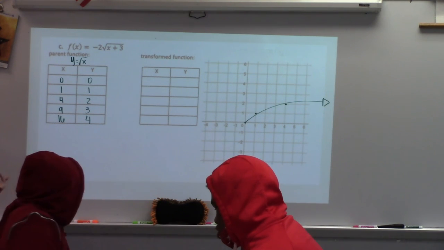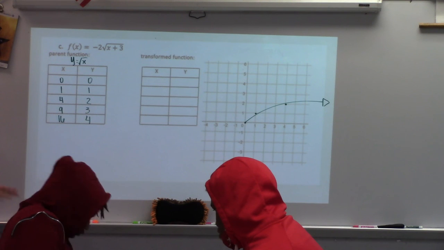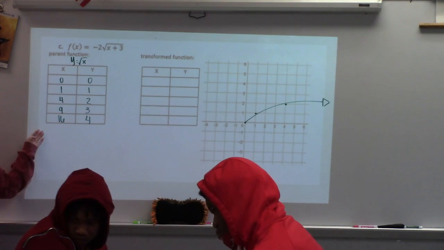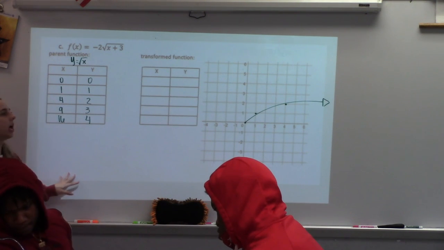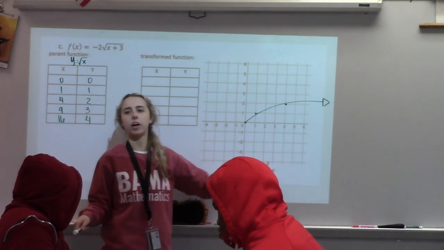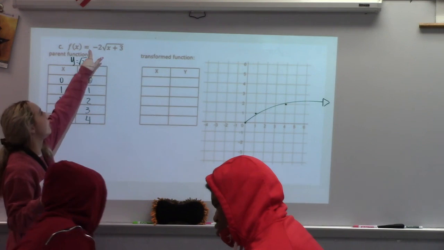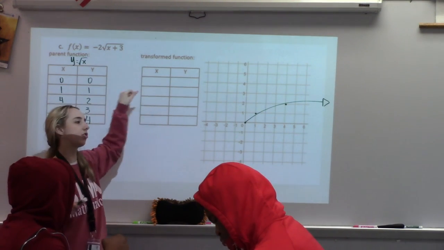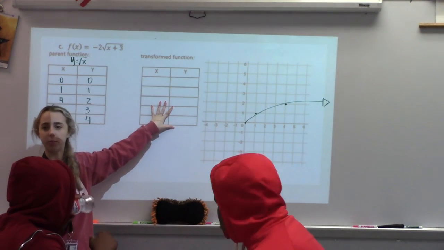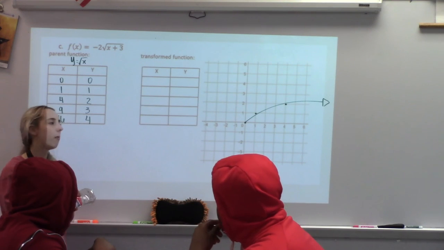Okay, so what I put up here so far for us to work with is this parent function table, and I went ahead and graphed what that looks like, because we really need to talk about these transformations from the equation to make sure we understand how to make the transformed table. Okay, does everyone see what I'm talking about?